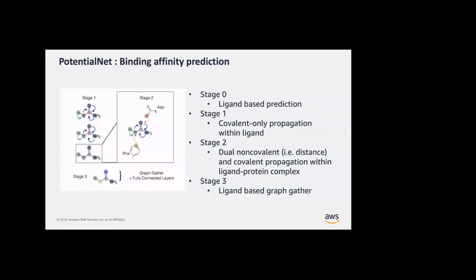Since it takes into account the distance, it can take into account the interaction between atoms in the ligand and the atoms in the protein. Once stage 2 is done, you have a fully updated representation of the atoms in the ligand, and then you have a graph gathering process and a fully connected layer, and you calculate the binding affinity as a regression. So this is how PotentialNet works.